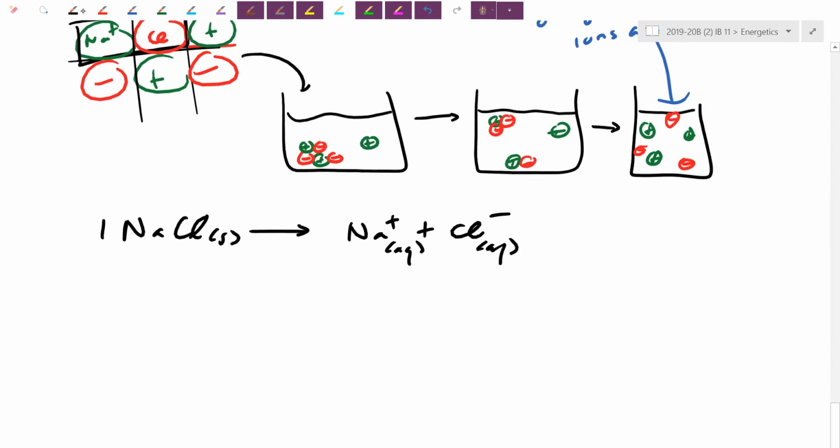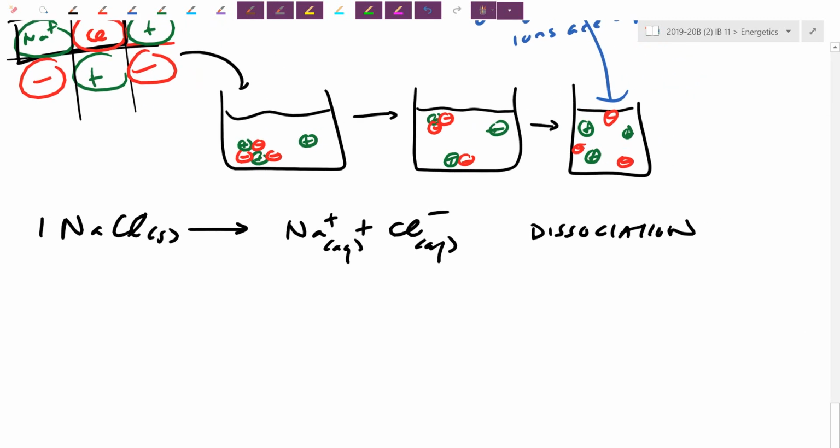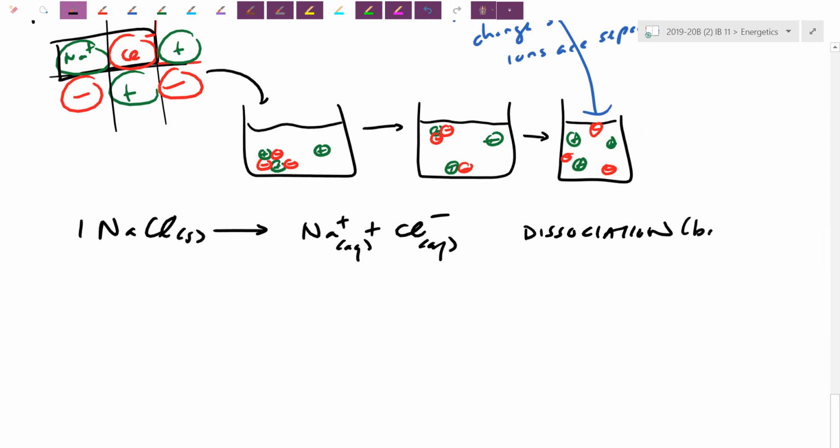Back in chapter 1, we called this a dissolution reaction, a dissociation reaction. Dissociation involves everything breaking apart. In this case, it breaks up. The Na is no longer connected to Cl. The lattice doesn't hold itself together anymore.